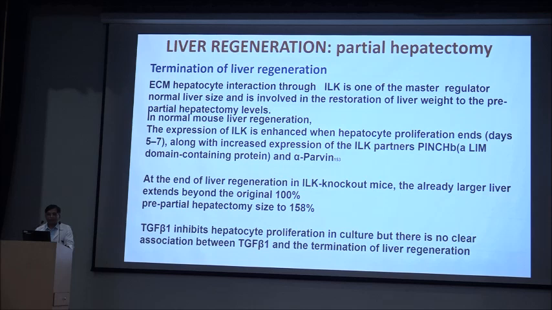In normal mouse liver regeneration, the expression of ILK is enhanced, and the most interesting thing is that when they knocked down this signaling, they found that even after the completion of the regeneration, the total gain of the mass exceeded, going from 100 to 158%. So that is the reason they now focus on ILK-mediated signaling as one of the major causes of regeneration termination. TGF beta inhibits hepatocyte proliferation in culture media. However, no clear association of TGF beta and termination of liver regeneration has been established to date in in vivo experiments.